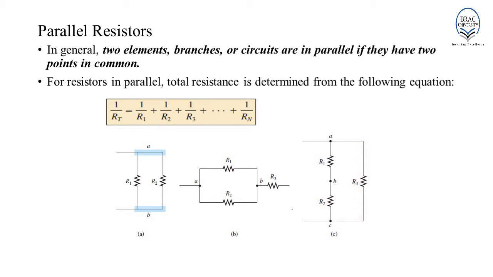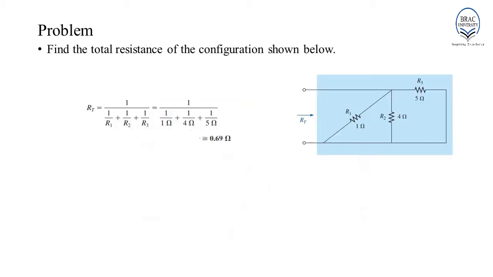In order to determine the resistance of resistors connected in parallel, we need to apply the following equation. That is, 1 by RT equals 1 by R1 plus 1 by R2 plus 1 by R3 plus 1 by Rn, if n resistors are connected in parallel.